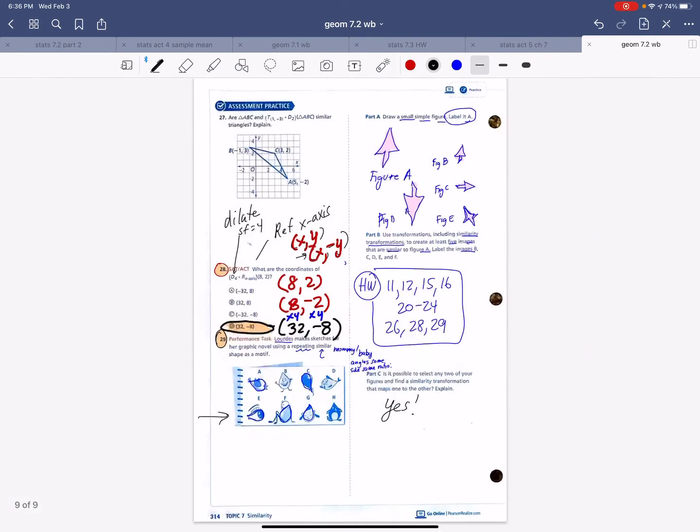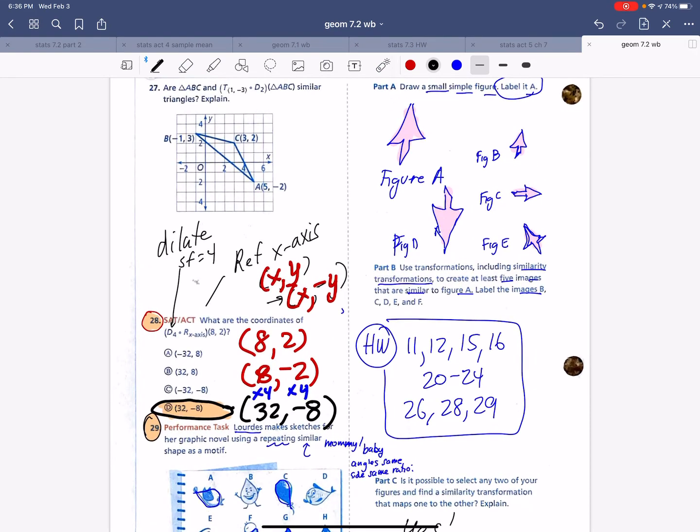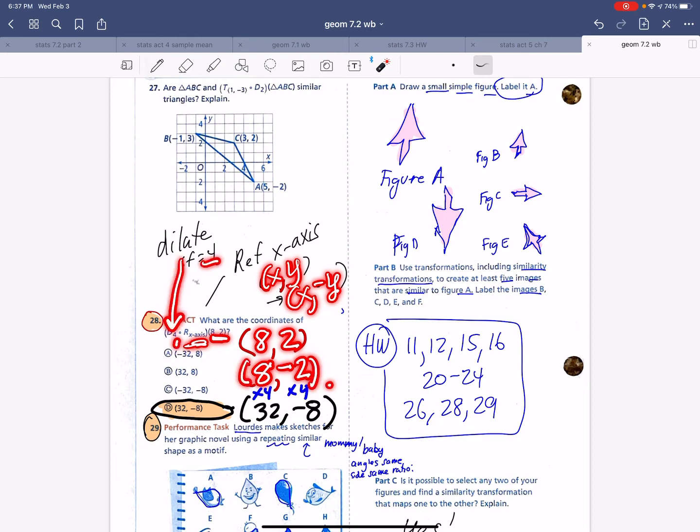Cool. All right, in most classes we did these last two, but I will talk you through it in case you're absent. It says here we're going to reflect over the x-axis, and our notes said that means x stays the same, but y changes sign. So if I took the coordinate (8, 2), the x stays the same, but the y goes from a positive 2 to a negative 2. Now I'm going to dilate by a scale factor of 4. So that means I'm going to multiply each number by 4, and I get 32 and negative 8, which is how we found our answer D.